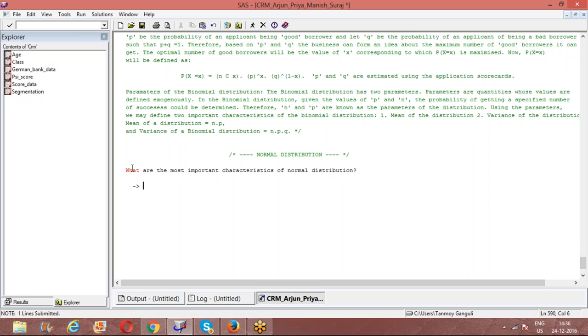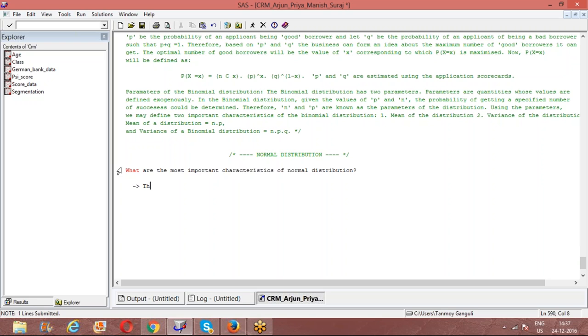Mean is zero in one case, and mean equal to zero is a very special case of a normal distribution. Yeah, so if you are thinking about that, then it follows a bell curve.